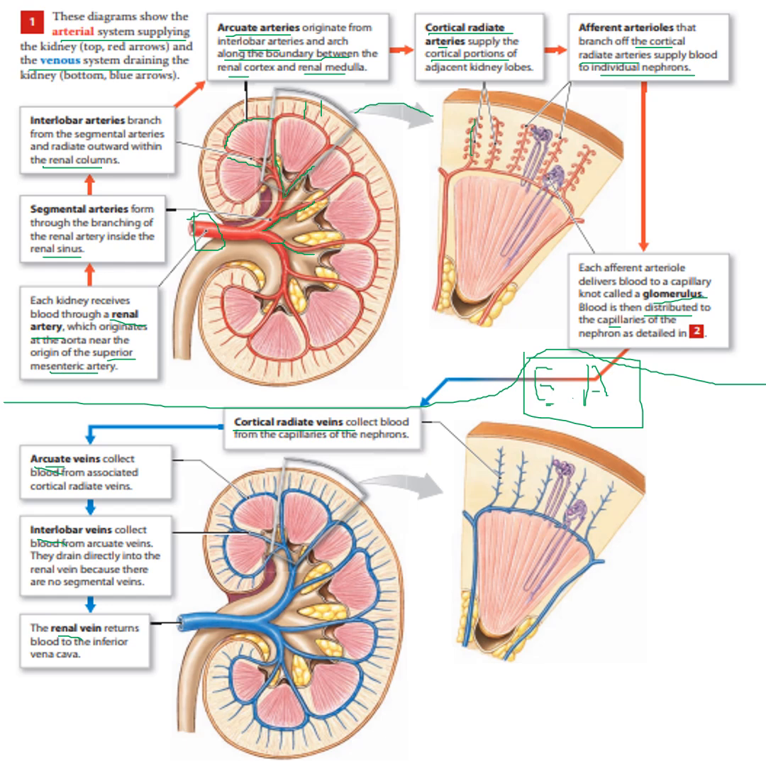And then the renal vein drains into the vena cava. It directly goes to the heart. So we finished it here.